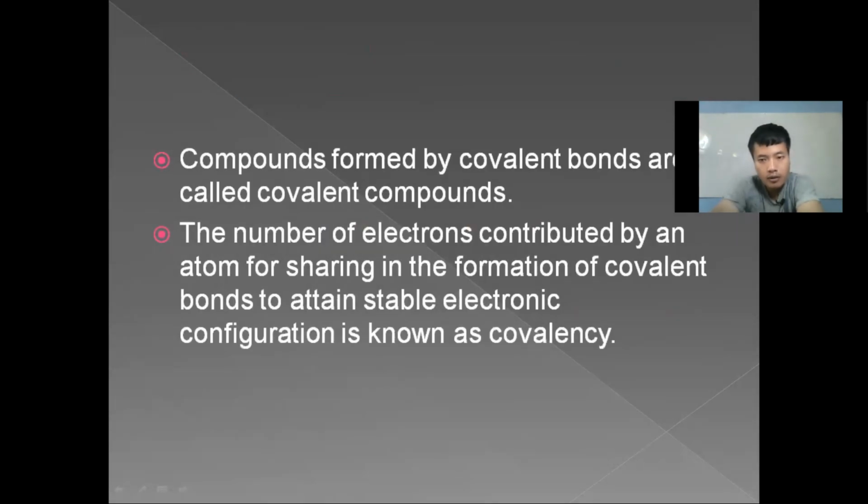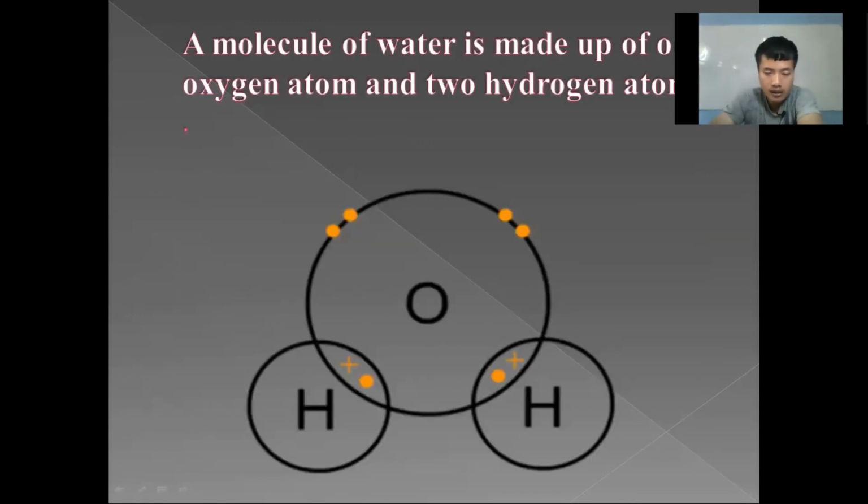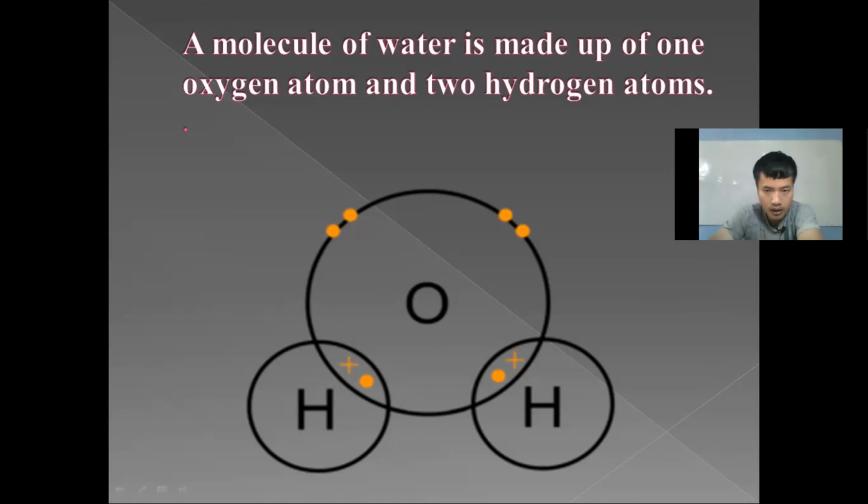Now, compounds formed by covalent bonds are called covalent compounds, for example, water. The number of electrons contributed by an atom for sharing in the formation of covalent bonds to attain stable electronic configuration is known as covalency. When we say covalency, it means the number of electrons shared between 2 atoms. Here in this picture, we can see that oxygen shares 1 electron with 1 hydrogen atom and another electron with another hydrogen atom. And hydrogen also shares 1 electron. This electron sharing is known as the covalency.